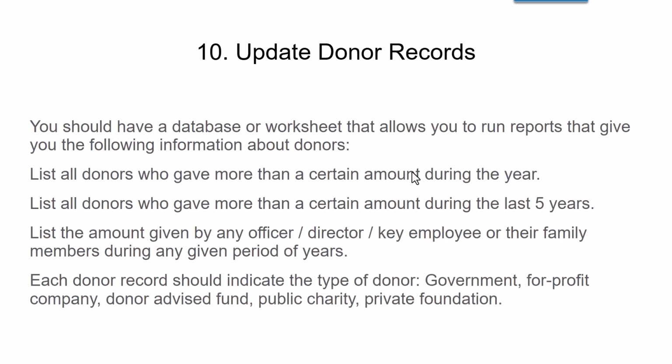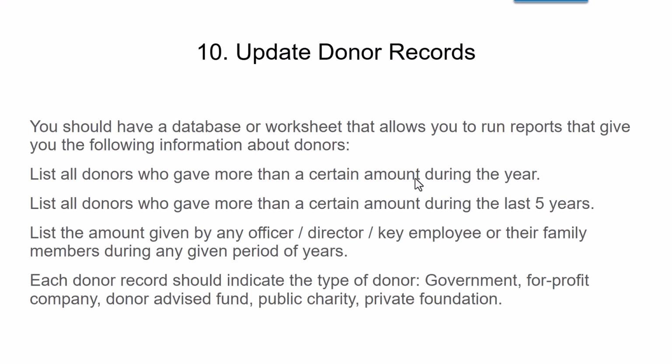Update your donor records. If you keep really good track of your donors in QuickBooks or your accounting software, this is usually fairly easy. If you're using some other method like Excel worksheets, you may have to do a little more work, but you should be able to generate a list or a report of donors that meet certain criteria. So for instance, if your return preparer says, hey, give me a list of all donors that gave more than $5,000 during the year, you should be able to do that.